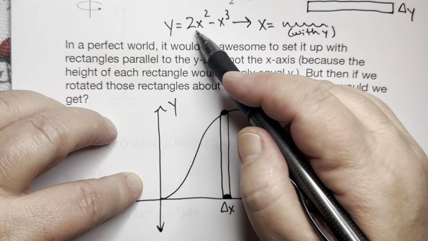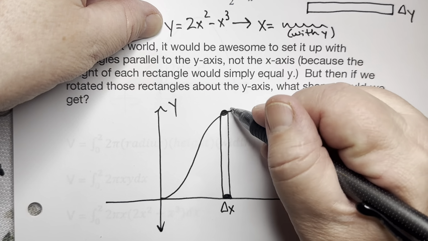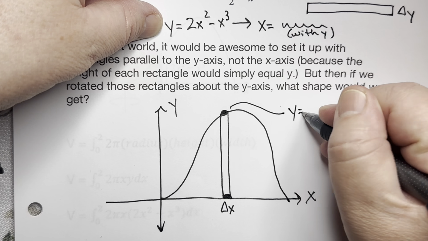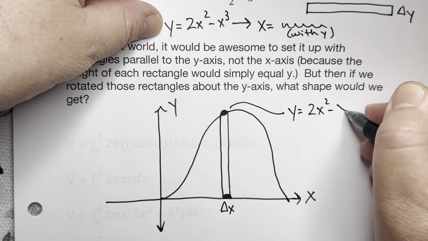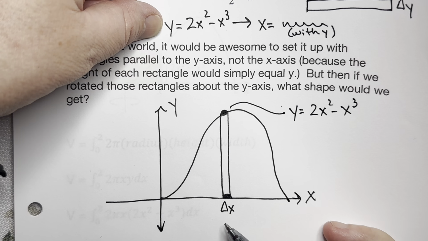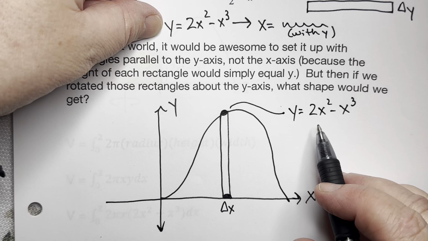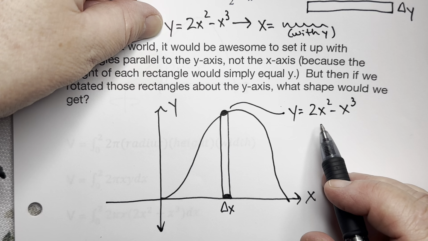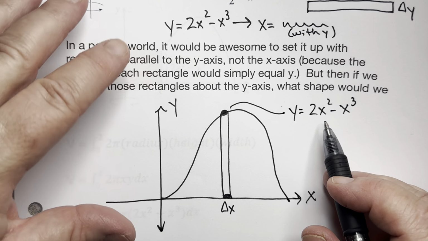And we've already got it in terms of x. So this point would just be whatever y is, 2x squared minus x cubed. And this is delta x. Everything is great. We don't have to translate into y. And so this is awesome. And we think, yay, let's do that.